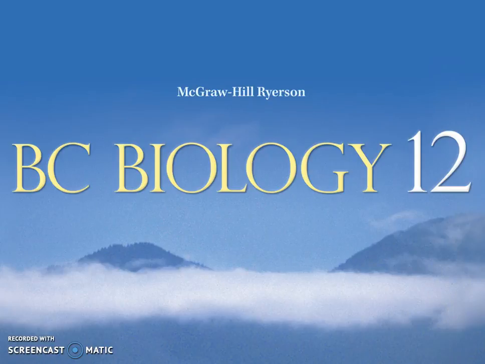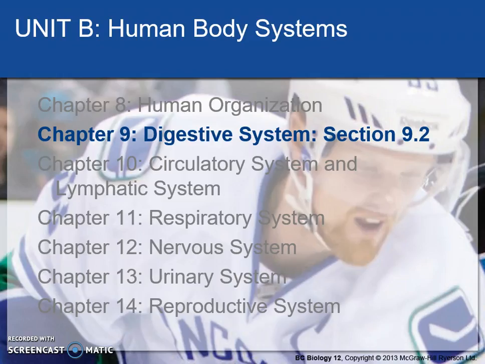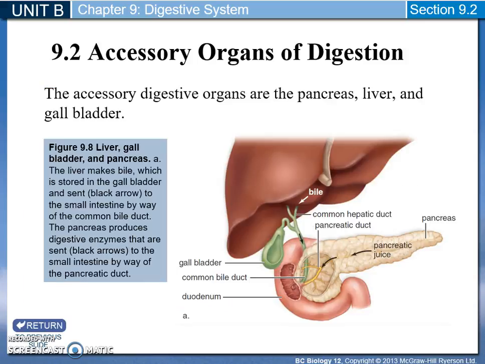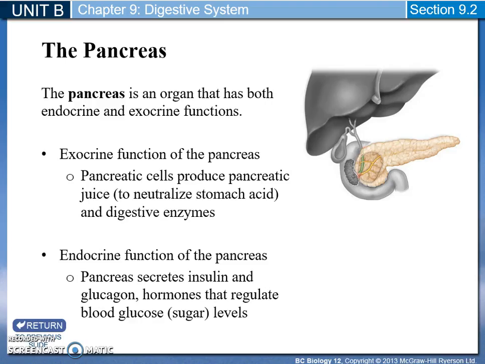In this video lesson, we're going to look at section 9.2, which looks at some of the accessory organs of digestion, which would include the liver, the gallbladder, and the pancreas. So the pancreas, it's an organ that has both endocrine and exocrine functions.